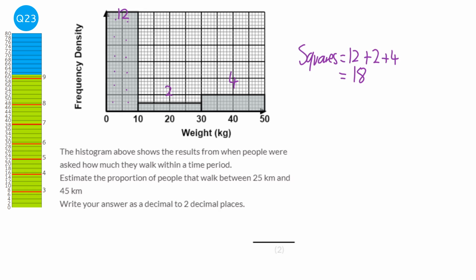Now it says that we're looking for between 25, which will be here, and 45, which will be here. So we count the squares in this little interval. So there are 3 here, and there's half a 1 here. So the squares between 25 and 45 is 3.5.